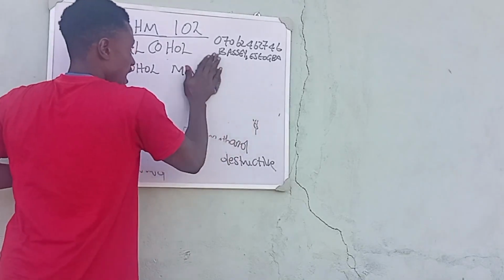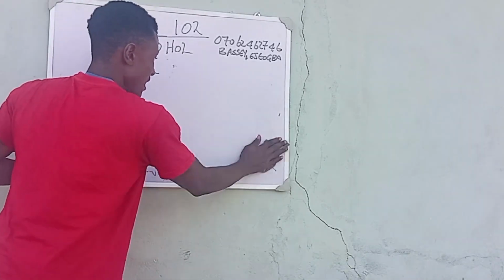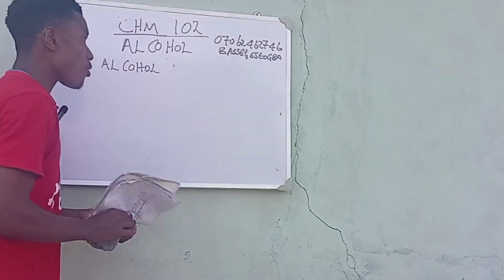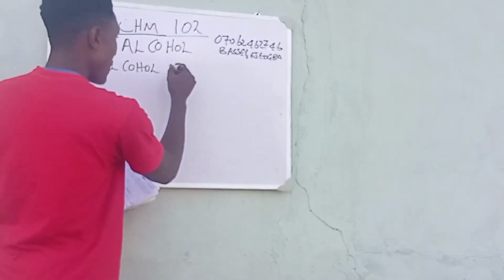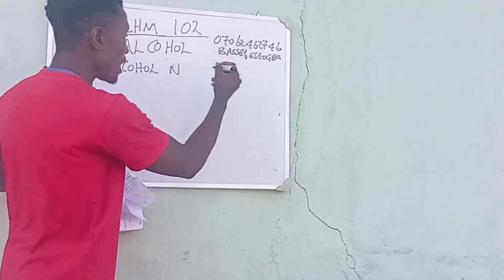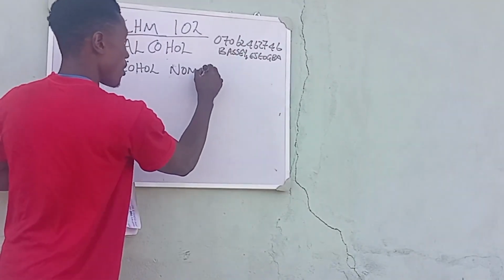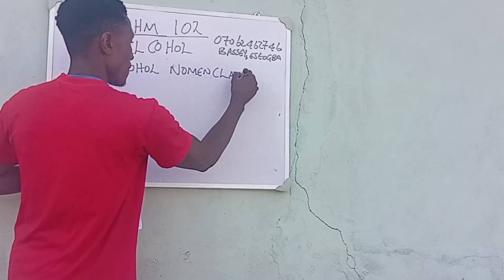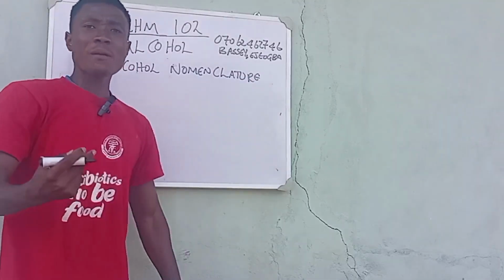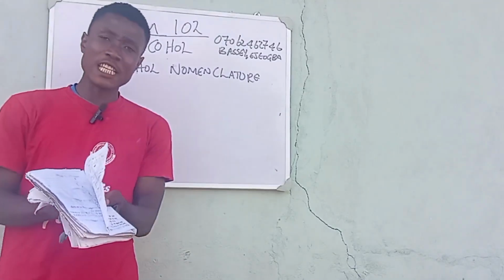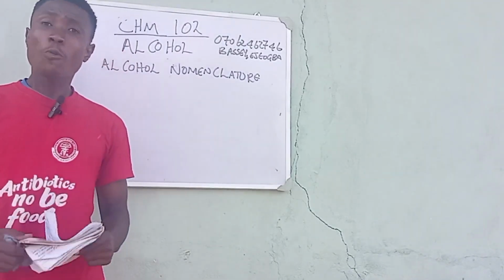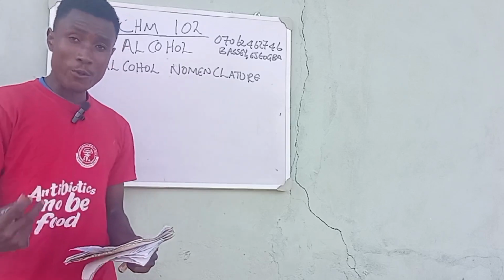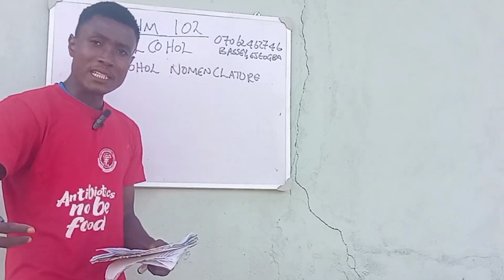So let's clean this, and we are going to say alcohol naming, or alcohol nomenclature. Any one you want to use, you are free. Remember, I already told you that when naming, emphasis or respect is given to where there is the presence of the OH, right? You start counting where there is the presence of the OH.